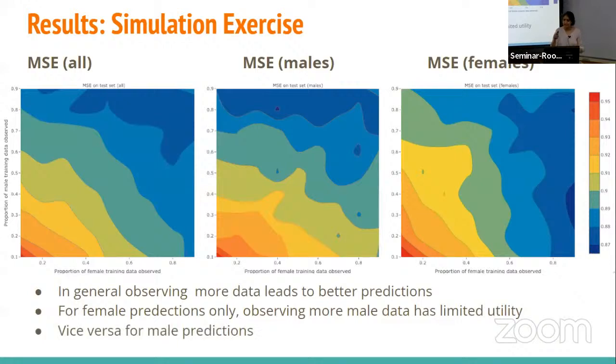So why does this matter? Yeah. Why is it that if I observe 100% of the female data, but I observe, say, around 40% of male, it's better compared to when I observe 100% of female and 100% of male? Yeah, that's a great question.